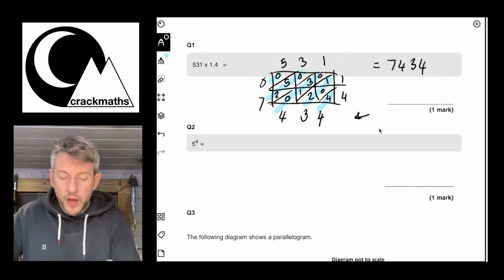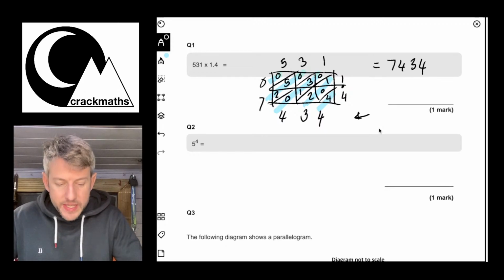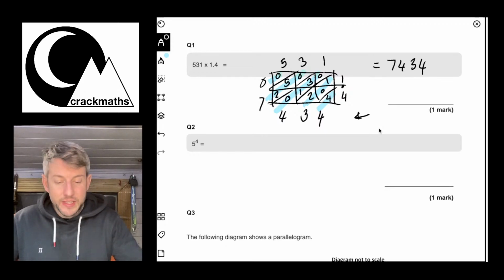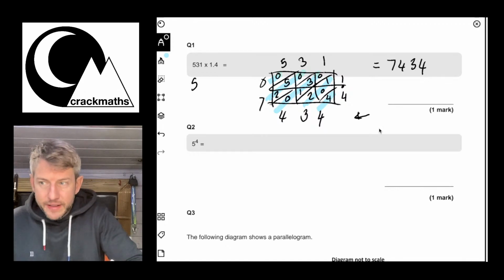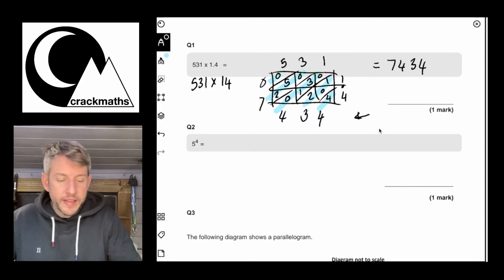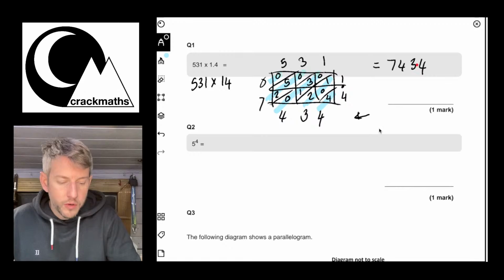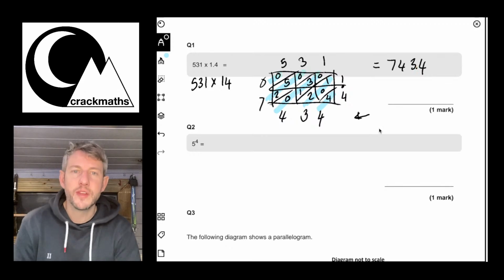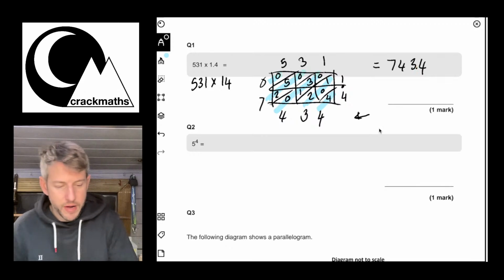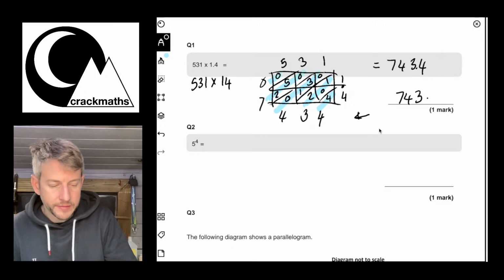Now I need to work out where the decimal place goes. I technically did 531 times 14, so I need to divide this all by 10. The decimal place is going to go one space in, so the answer would be 743.4. Let me write that here.